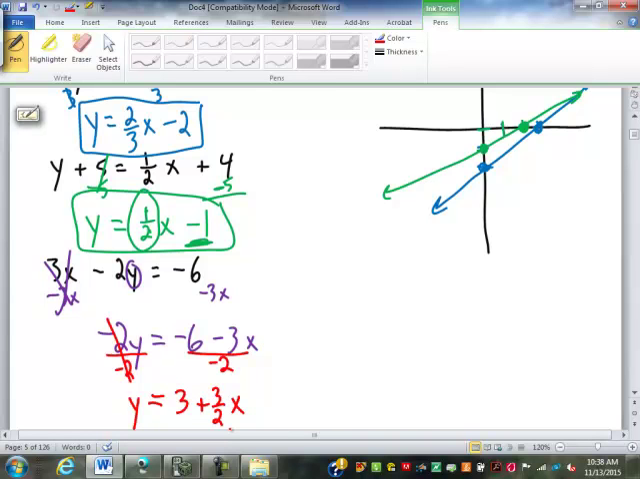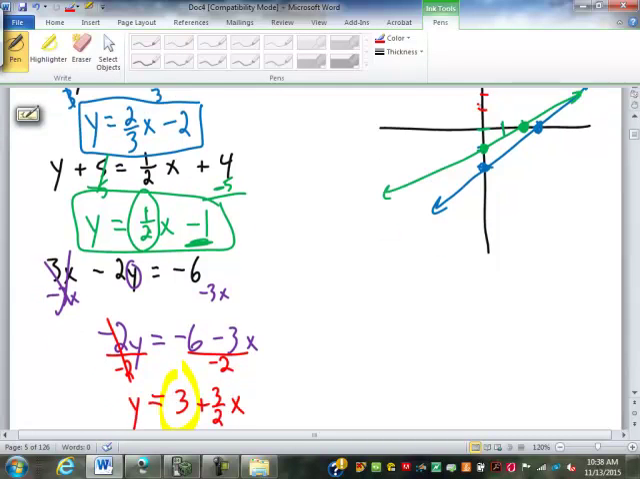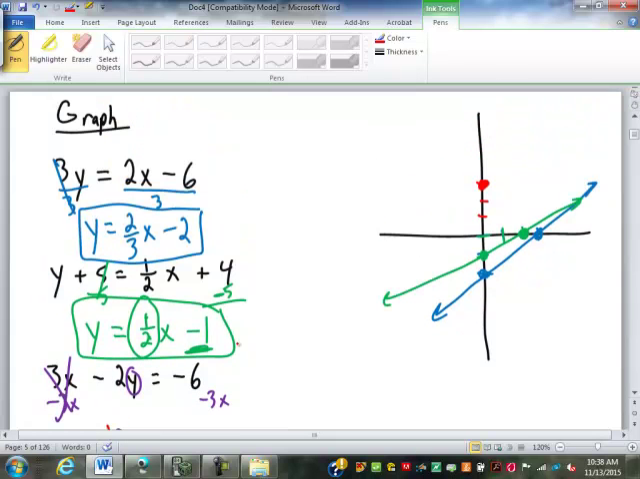So where do we start when we graph that one? Positive 3. So right there. And our slope is 3 over 2. So from that point, we're going to rise 3, 1, 2, 3, and run 2, 1, 2. There's that line. Any questions?